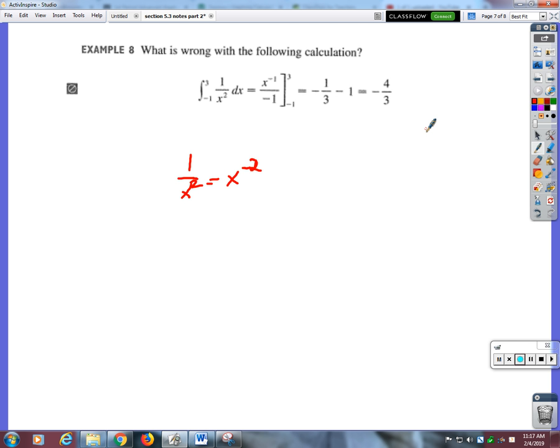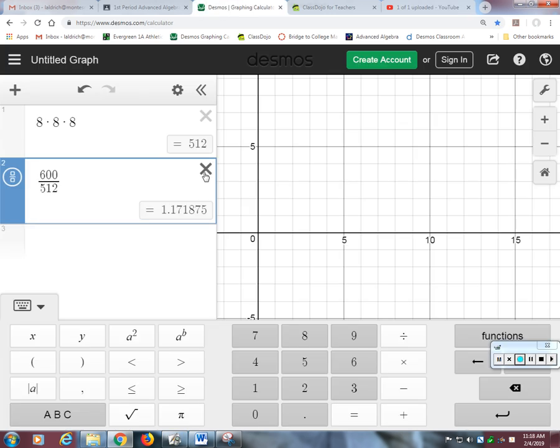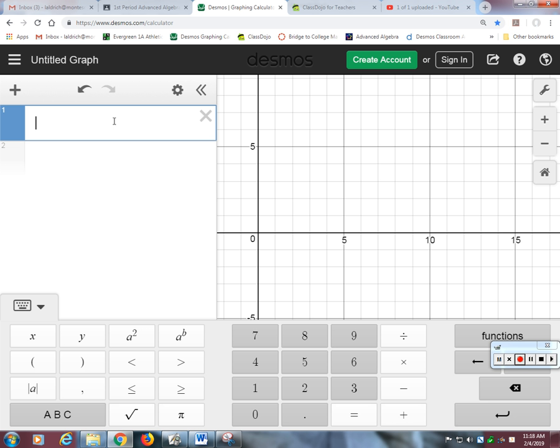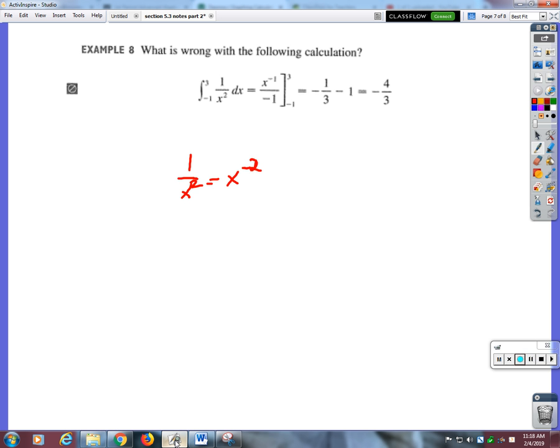They did something wrong, yeah. Maybe. It's not an algebra error, it's a calculus error. It's 1 over x cubed. No, that's the correct answer.